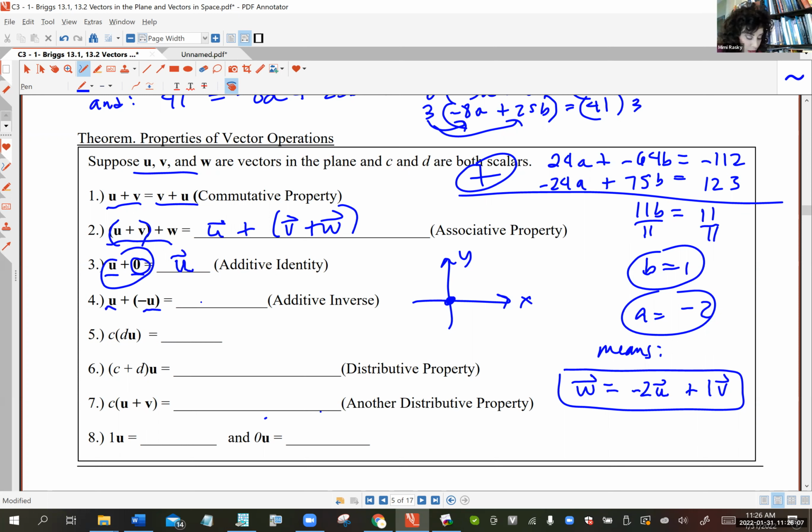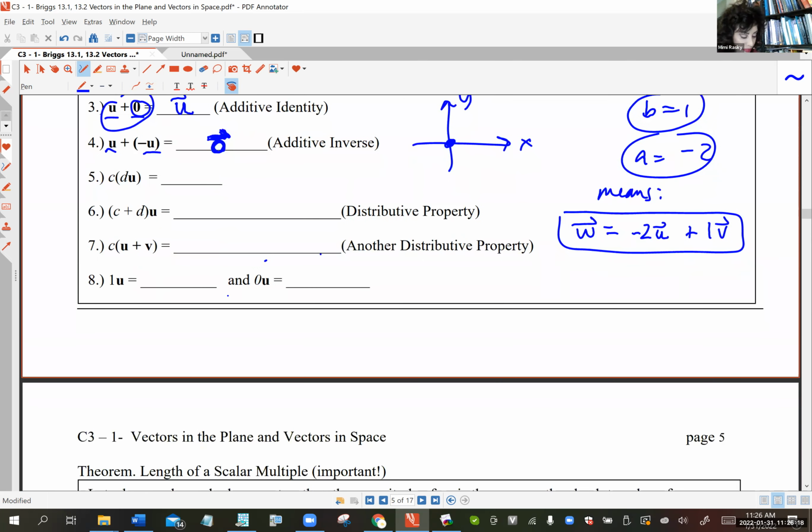What if you add a vector to its opposite? You'll get the 0 vector. And make sure when you're denoting the 0 vector, you put an arrow on top. Otherwise, I think you just mean the number 0 and I'll mark you wrong. What if you have two scalars that you're multiplying a vector with? Go do it.